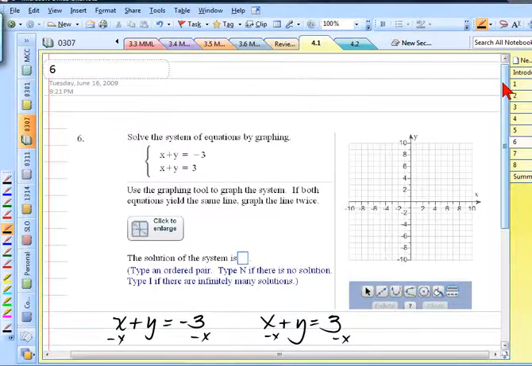Okay, first one. I begin at -3, and my slope was what? Down 1, right 1? Okay, draw a line. Miss it. Try again. Close. The next one, the y-intercept is +3. I go down 1, right 1. They're parallel. They happen to be parallel.